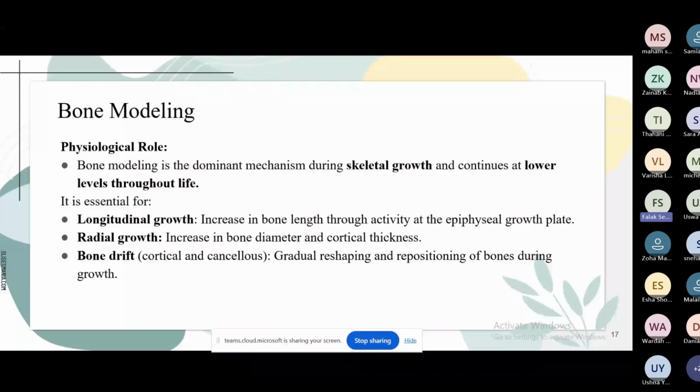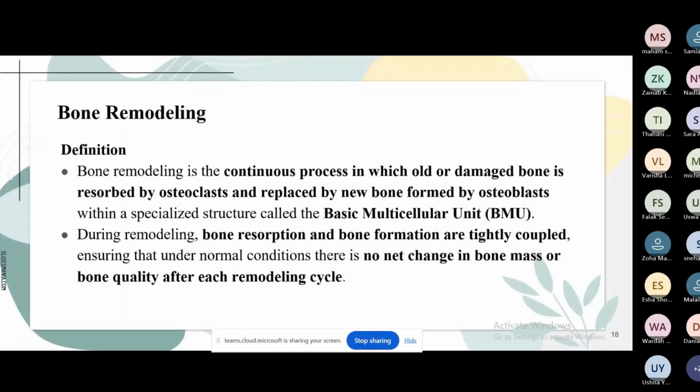Now coming to bone remodeling. Bone remodeling is the continuous process in which the old or damaged bone is resorbed by the osteoclasts, and then replaced by new bone formed by the osteoblasts within a specialized structure called the basic multicellular unit. This is the main difference between modeling and remodeling, because in bone remodeling, initially the old or damaged bone is removed by the osteoclasts, and then the osteoblasts are responsible for the production of the new bone.